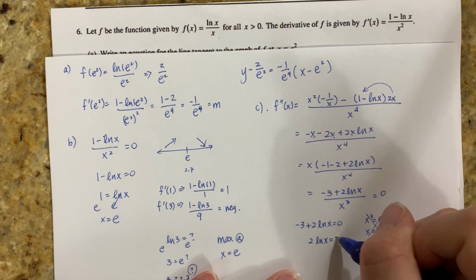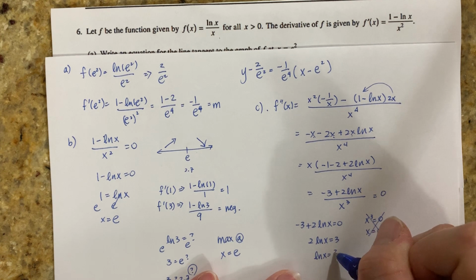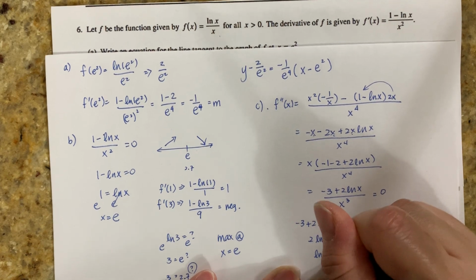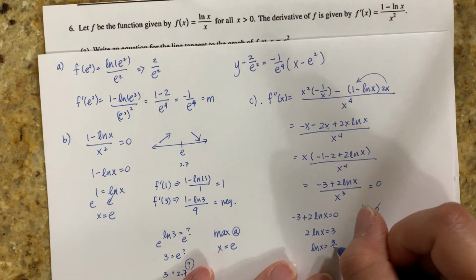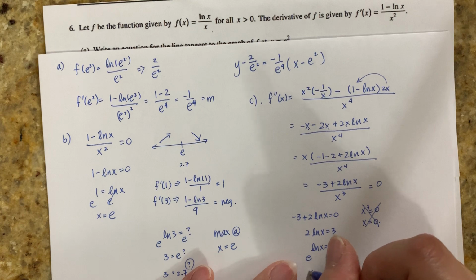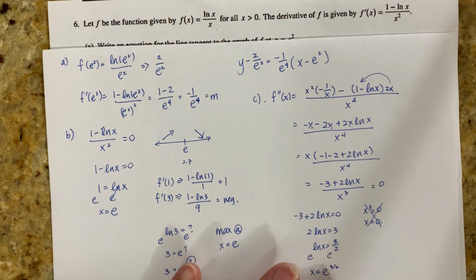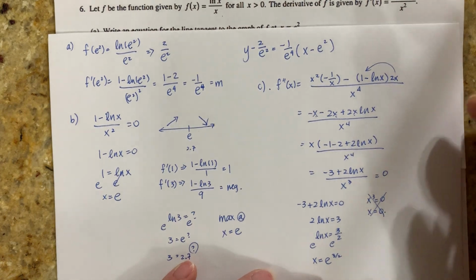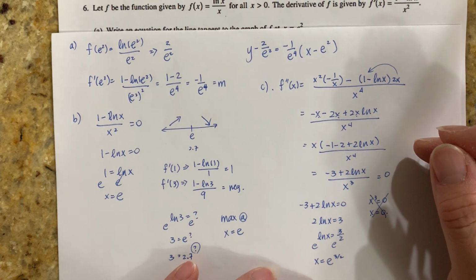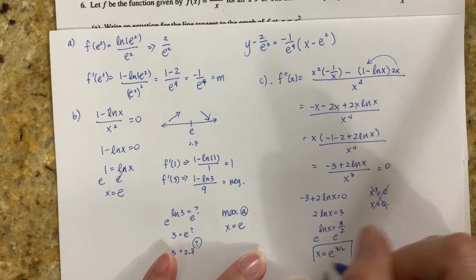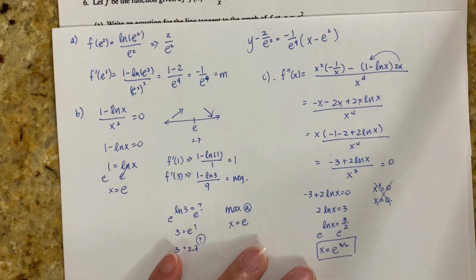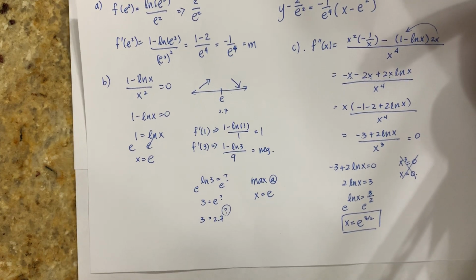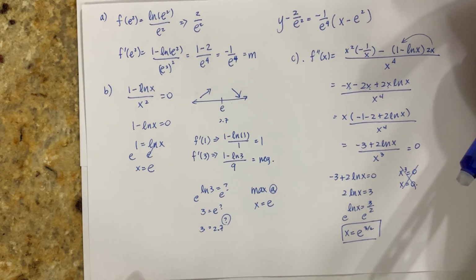2 natural log of x equals 3. Natural log of x equals 3 halves. All right, 3 over 2, then e of both sides. X equals e to the 3 halves power. Okay. So what is it looking for? Find the x coordinate of this point. This is my point of inflection, x value. Okay. It doesn't say to justify, so I actually don't need to worry about this.